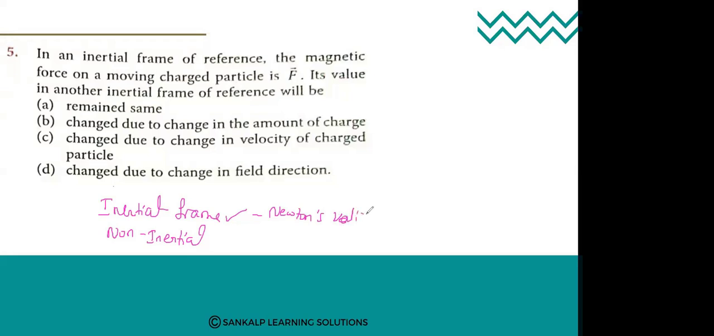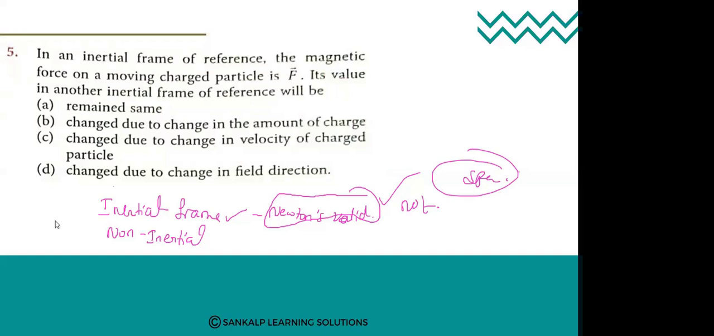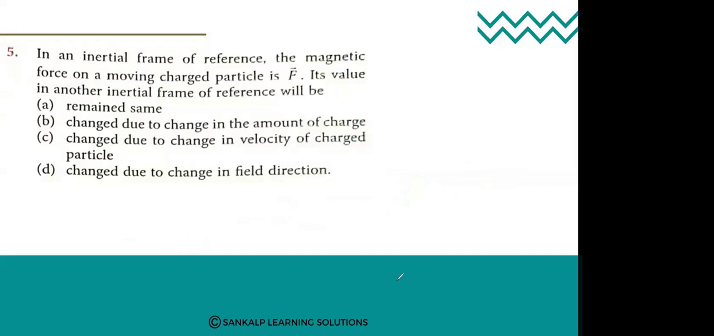The first law: unless and until a force acts on a body, the body will not change its state. The second law, F is equal to ma. The third law, for every action there is an equal and opposite reaction. So these are Newton's laws. The frame of reference in which Newton's laws are valid is called an inertial frame of reference. We are in an inertial frame of reference because Newton's laws are valid. Non-inertial frame of reference means where Newton's laws are not valid, for example in space, where we cannot say Newton's laws are verified. So that is a non-inertial frame. Inertial frame is where the laws are verified.